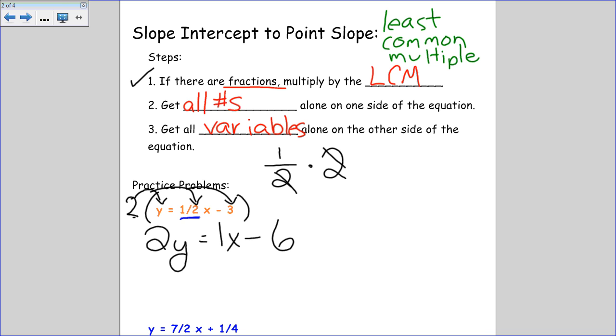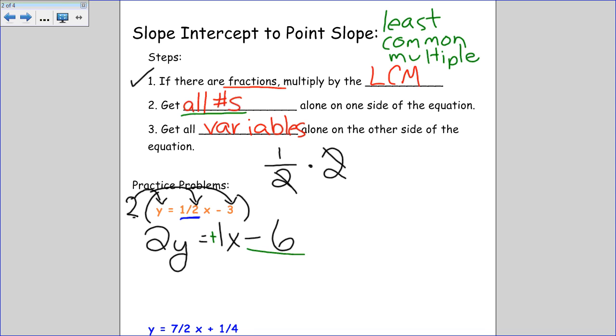We've gotten rid of all of our fractions, okay? Now we need to get anything that's a number without a variable alone onto one side of the equation. Remember, get all of our numbers alone. Well, is 2y just a number, or is there a variable? This one has a variable. What about 1x? Is that a number or a variable? It's got a variable. What about -6? -6 is a number. So if we want -6 to be alone, we need to move 1x.